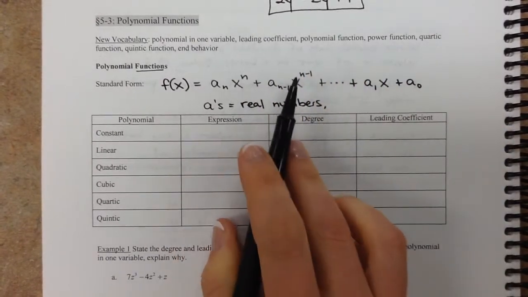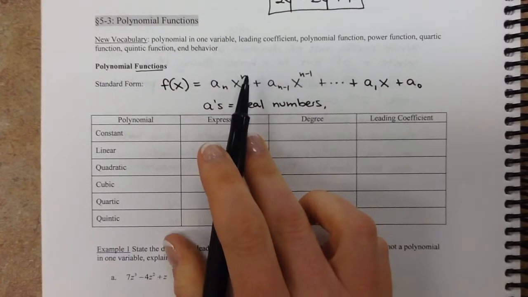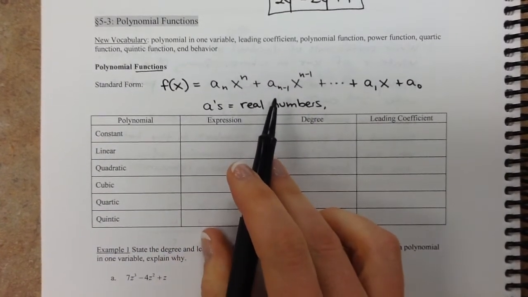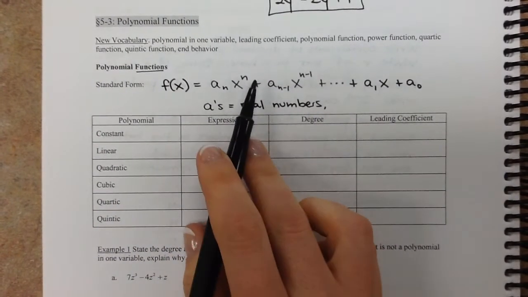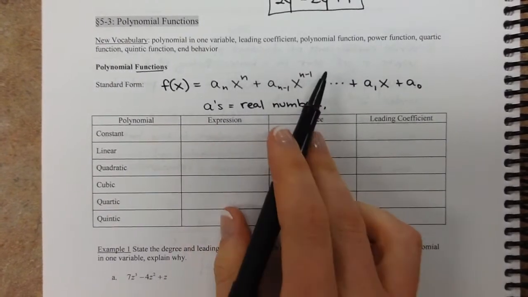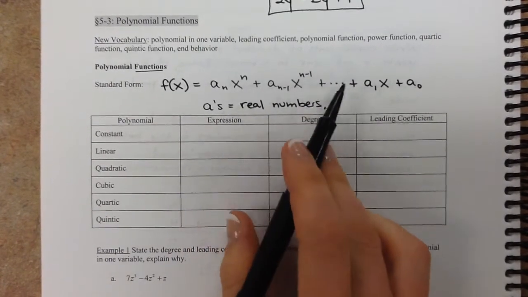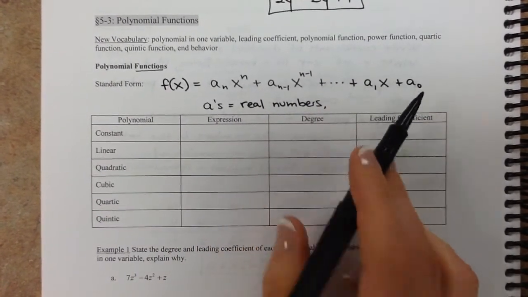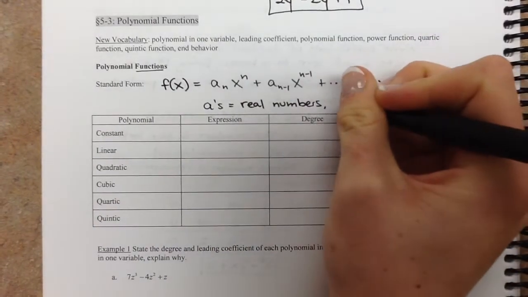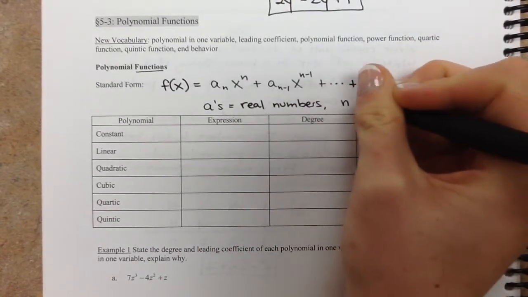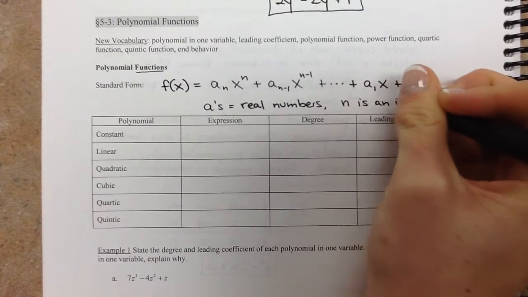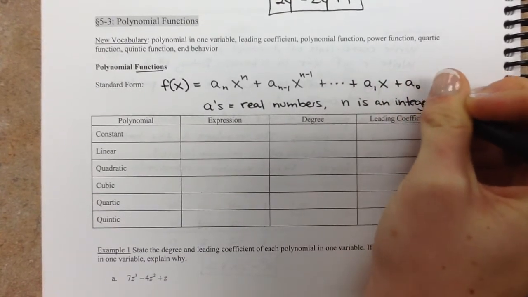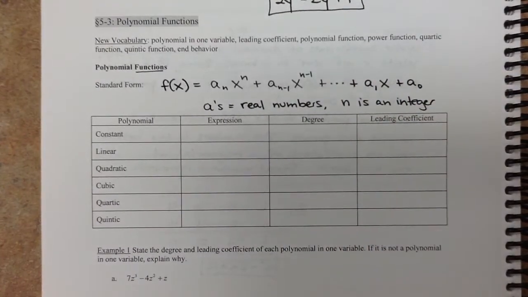And then all of these variables here, so you've got x to the n. So n just represents whatever your largest power is. So maybe this is like a 7. This would be x to the 7th, this would be x to the 6th, etc., until you hit x and then just a constant. So n is an integer. So that's important to note that all of those powers are integers.